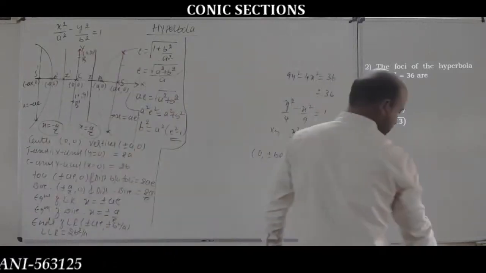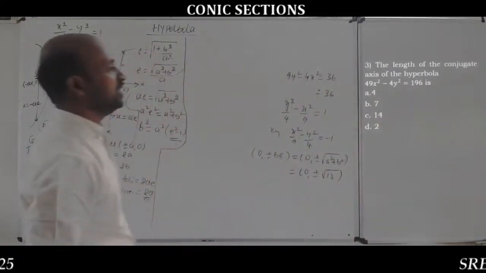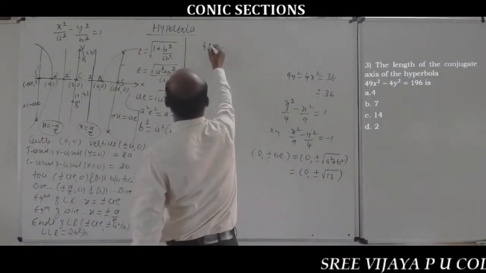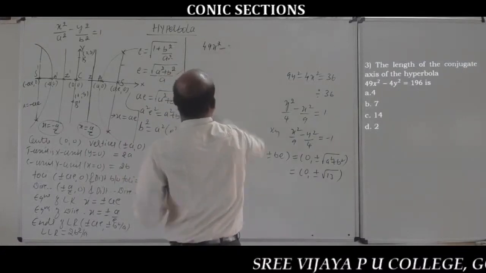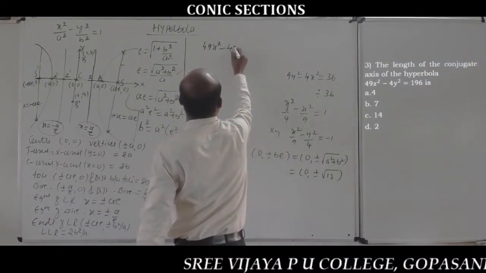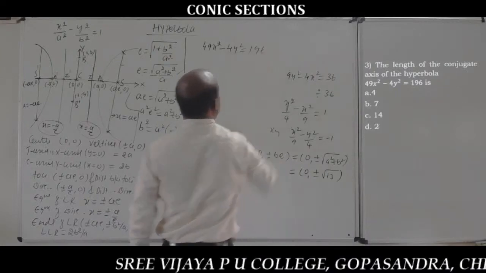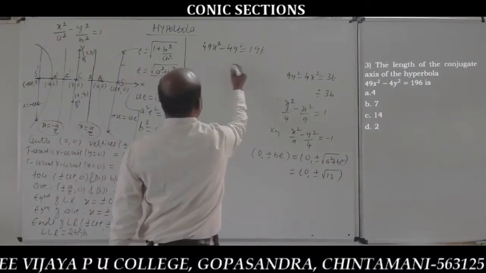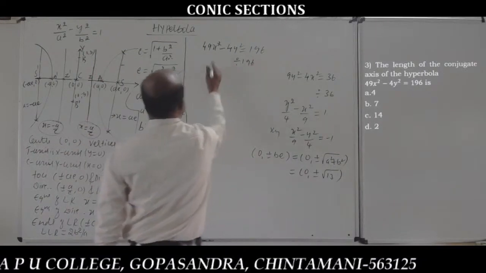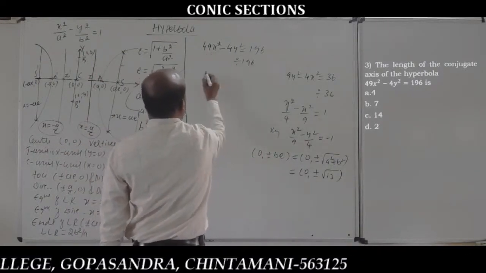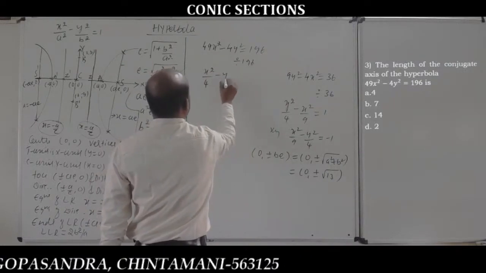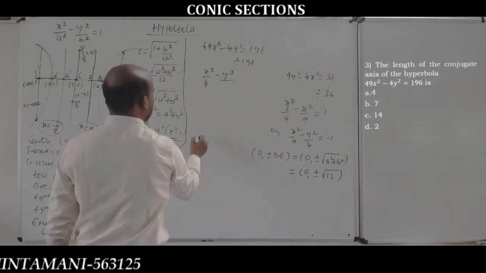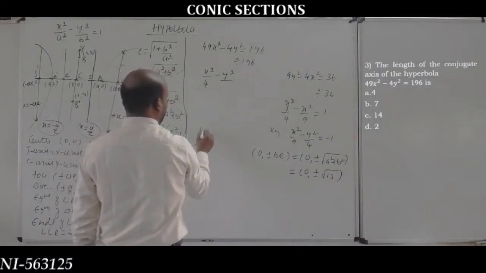Third one, the length of the conjugate axis of the hyperbola. The given equation of hyperbola is 49x square minus 4y square is equal to 196. The length of the conjugate axis is asked, so first let us reduce the equation. Dividing the equation throughout by 196. So it is x square by 4 minus y square by 196 by 4.